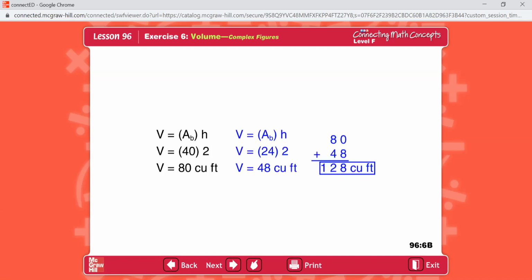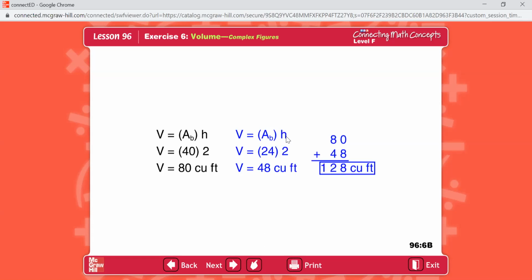Here's what you should have. 80 for the base, 48 for the top, and add them together to find the total volume. Remember, when it says area of base for both of these, that's the length times the width. Length times width, length times width. Once you solve that, you multiply it by the outside, which is the height.